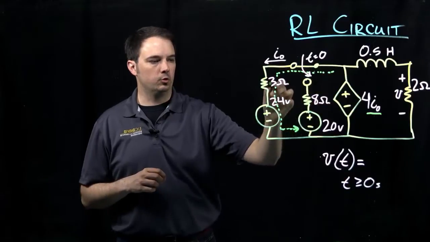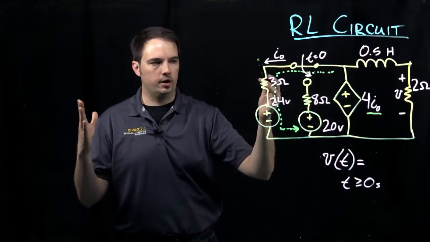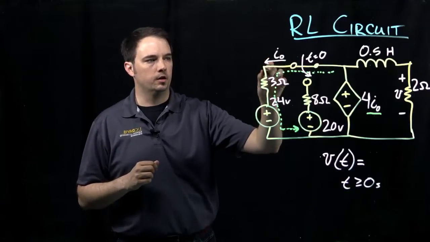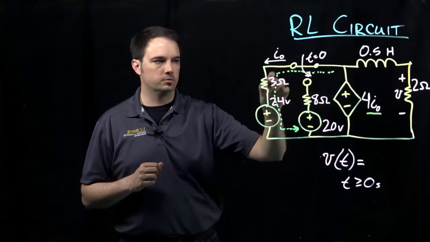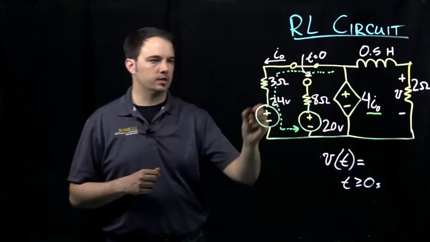As I write this loop equation, I can just use that current I naught in the same way we think about writing mesh equations. Here the mesh current is already defined as this current I naught, so that's what I will use.